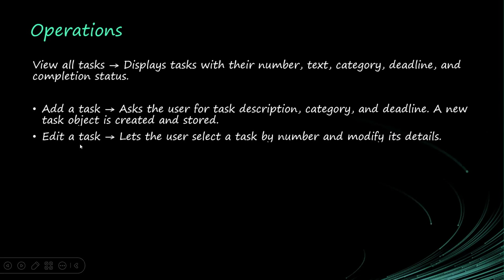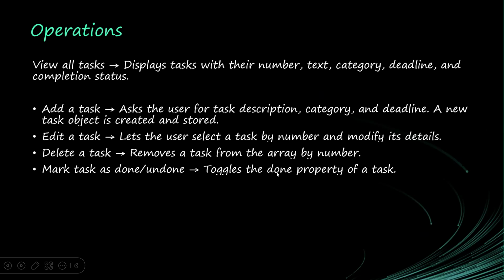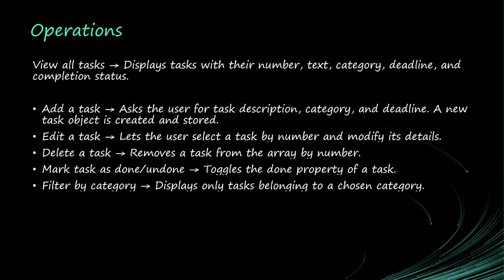So the user can also edit a task. Let the user select a task by number. Every task has a number. So the user will have to give us the task number, and then we can modify it using the edit task function. Don't worry, I'm going to show you all these functions later on. The user can also delete a task. They remove a task from the array by number. Users can mark tasks as done or undone. So you can toggle the done property, the completion status of the task.